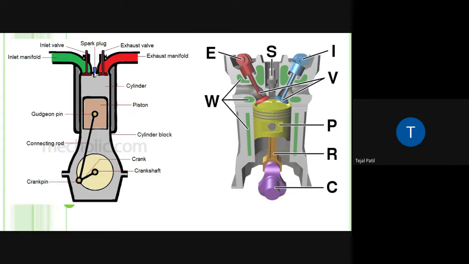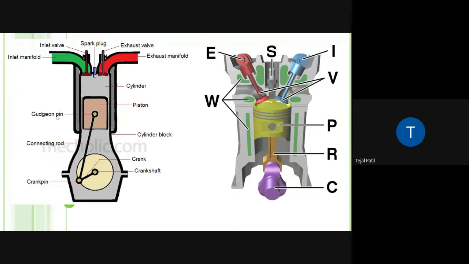After that, you can see a spark plug is provided over here. If it is a petrol engine, a spark plug is provided. If it is a diesel engine, a fuel injector is provided instead of it. So these are basically the basic parts of the engine.